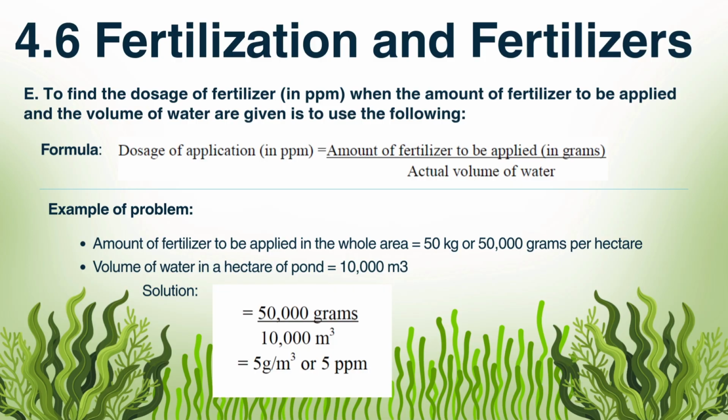So to solve, fill in the data into the formula. 50,000 grams over the 10,000 cubic meters is equal to 5 grams per cubic meter or 5 parts per million.